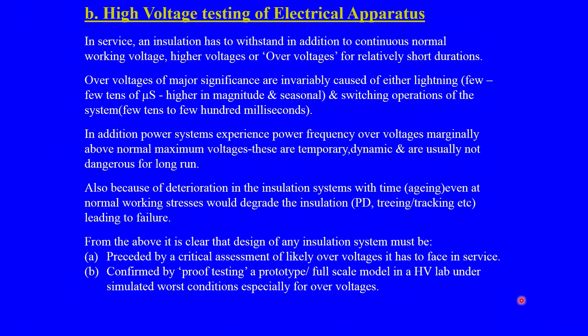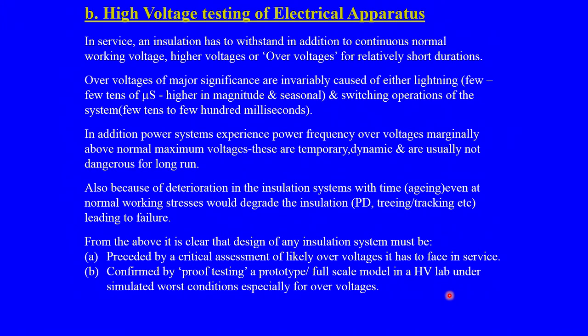So, that was about the non-destructive type of measurements which are to be carried out for the insulation. We look into the high voltage testing of various apparatus. This is essential as in service an insulation has to withstand, in addition to continuous normal voltages, sometimes higher voltages or over voltages for short durations.